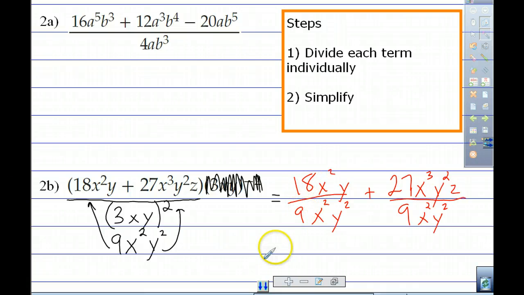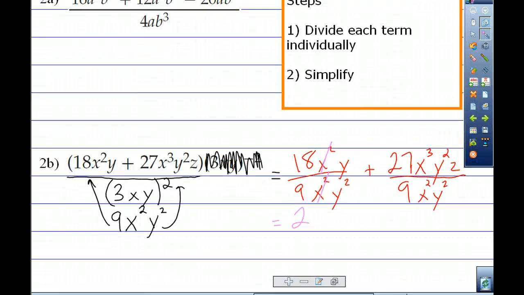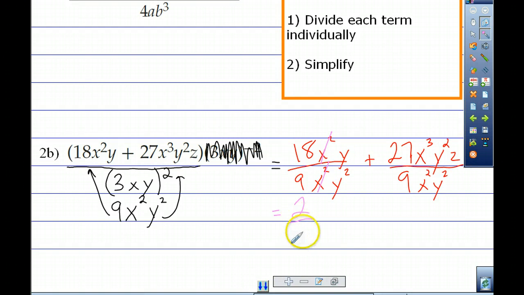18 divided by 9 is 2. X squared over x squared. 1. Cancels out. Y over y squared. Over y. Not 2y. Over y. Good. And then we have 3x, 1, and then the z. There you go. So 2 over y plus 3xz. That's the answer.